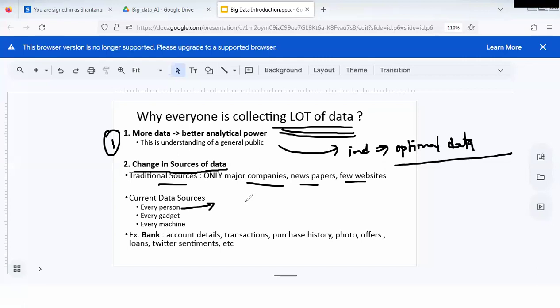Think about a bank. In today's date, a bank is collecting account details, transactions, purchase history, photos, offers, loans, Twitter sentiments, social media accounts. Everything of a person is getting captured. Why? Because today we want data from different angles. So the conclusion here is data from different angles, data from different perspectives.